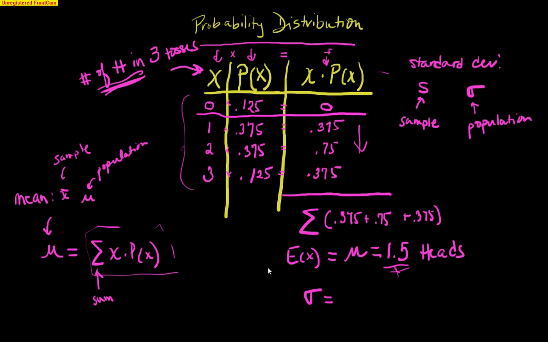Okay, so now you know what a probability distribution is. In the next video, we'll talk about a very specific type of probability distribution called a binomial probability distribution. Okay, good luck.